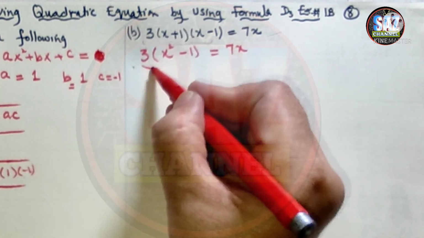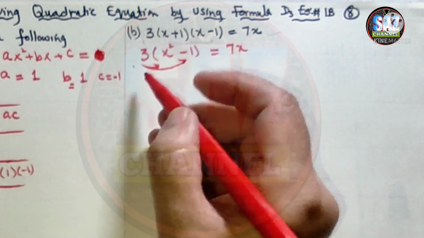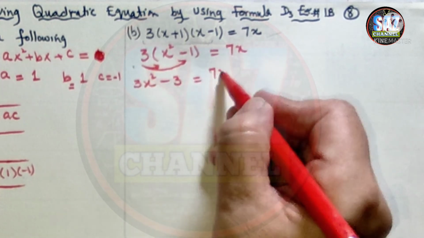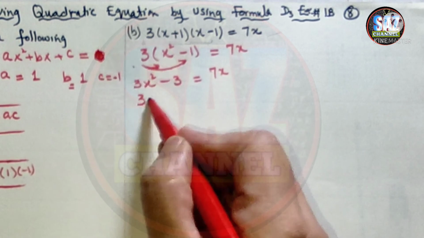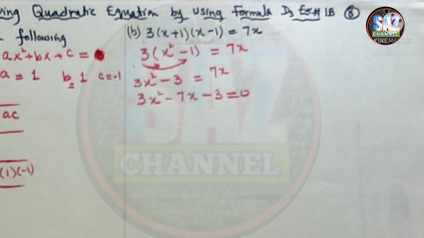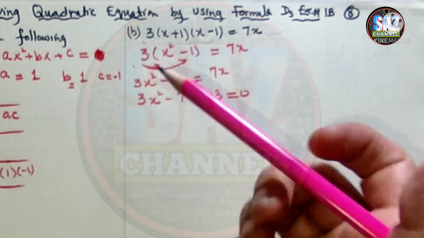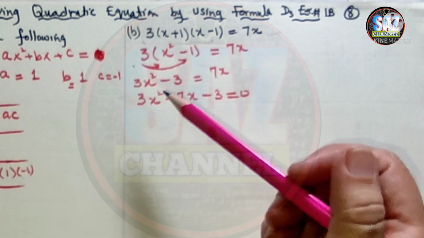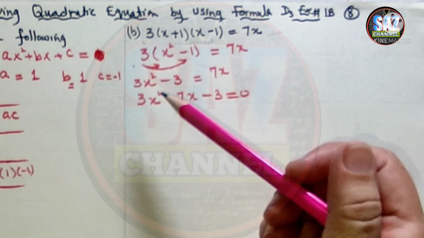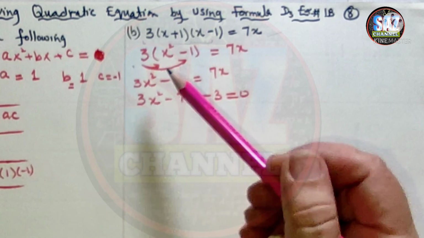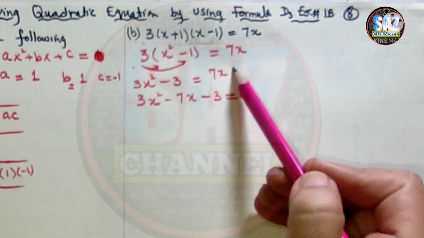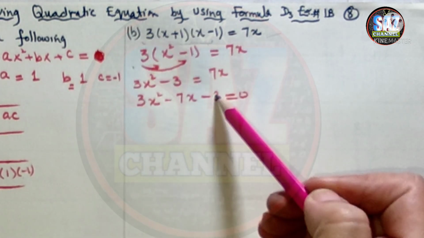And now we have to apply the distributive property: 3x square minus 3 equals 7x. Shift 7x to this side: 3x square minus 7x minus 3 equals 0. Let us recheck our calculation in the beginning, because these are really easy questions, and my CIE students can easily secure 3 marks in this question. So, I always advise my students to recheck your calculation before proceeding to the next step. This is x square minus 1, 3x square minus 3 equals 7x, 3x square minus 7x minus 3 equals 0.